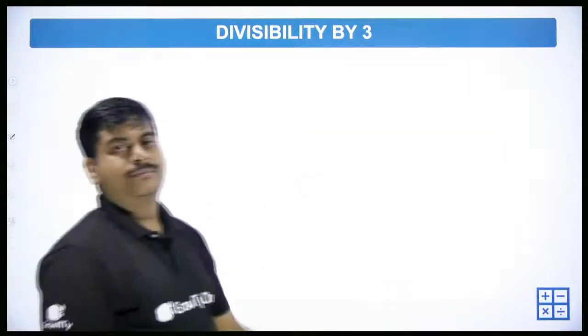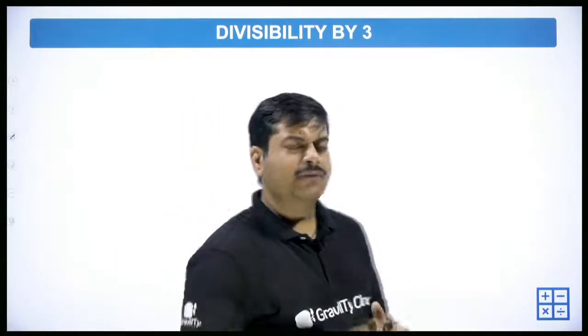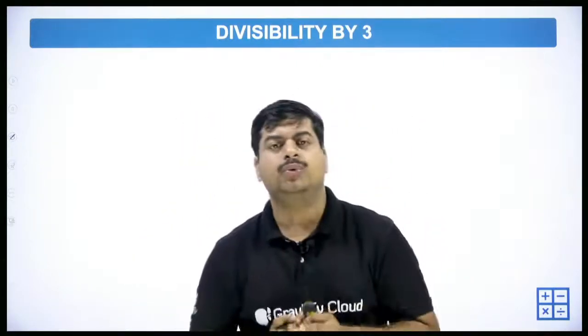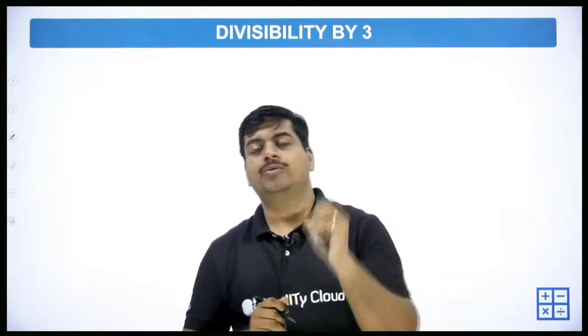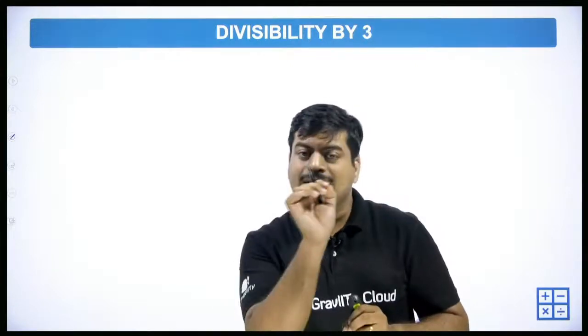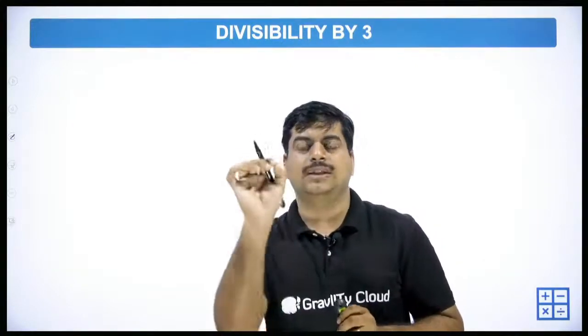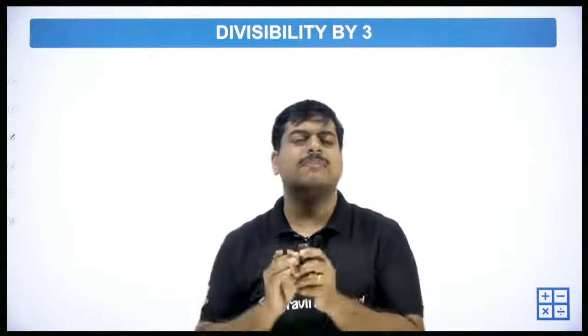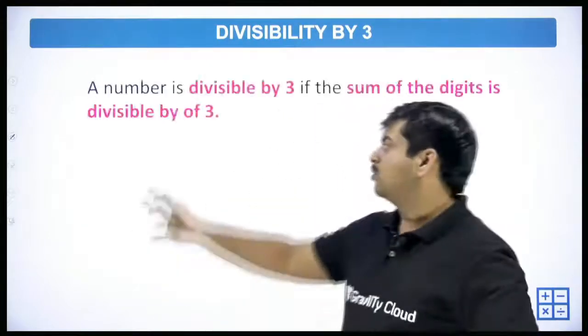Divisibility by 3. Just now we discussed divisibility by 2, and what is the logic behind that? Divisibility by 2 means every even number is divisible by 2, or the ending digit should be 0, 2, 4, 6, 8. The same way, there is some logic for 3. What is that? Let's try to see here.